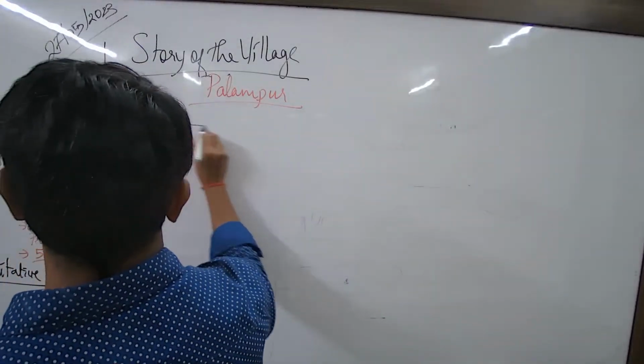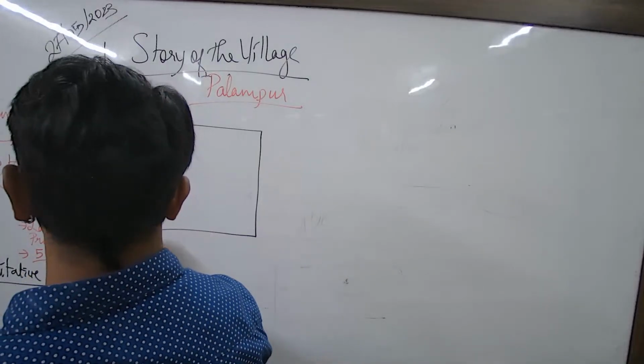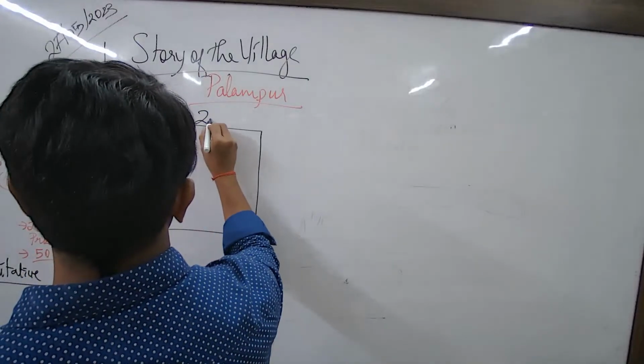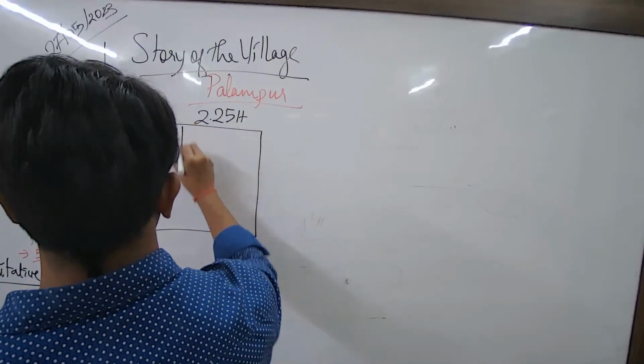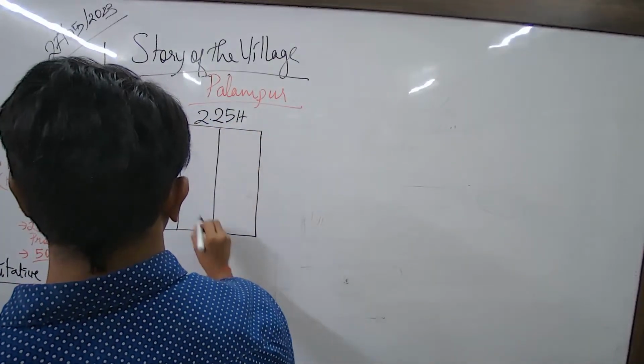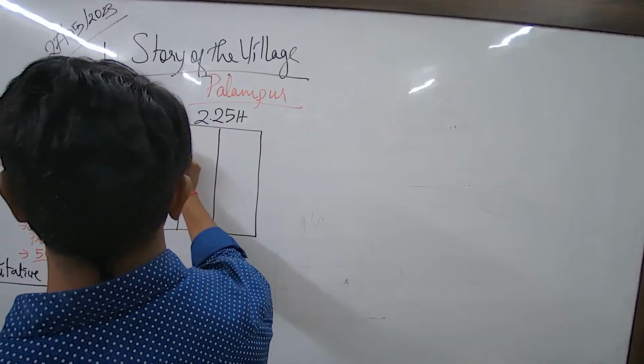Okay. So how many hectares of land did Gobind hold? 2.25 hectares. Now he has 3 sons, based on which the land is divided. So each is getting 0.75.